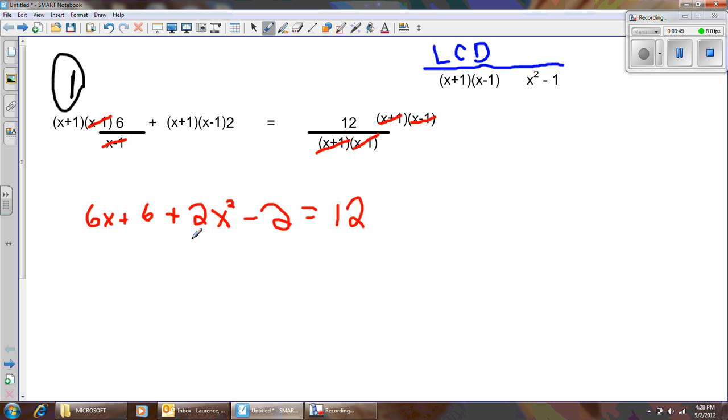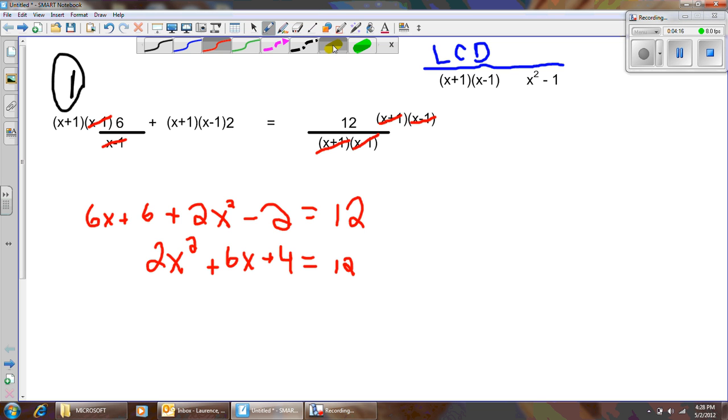Okay, I'll simplify my left-hand side. I'll get 2x squared plus 6x, and then plus 4. That'll equal 12. And I know that this is a quadratic equation. How do I know that? Because the highest power is 2. All right, so this is quadratic.